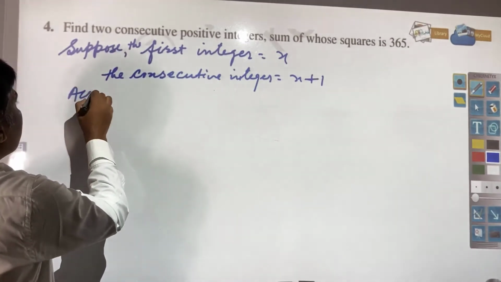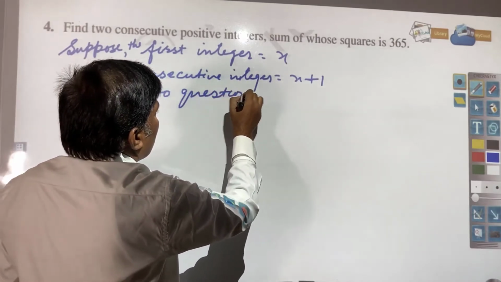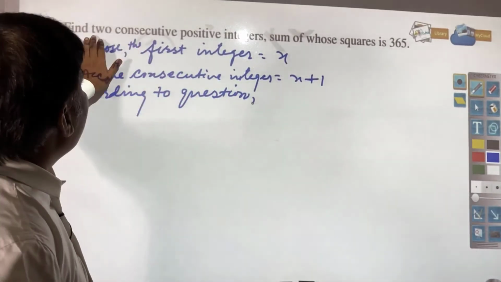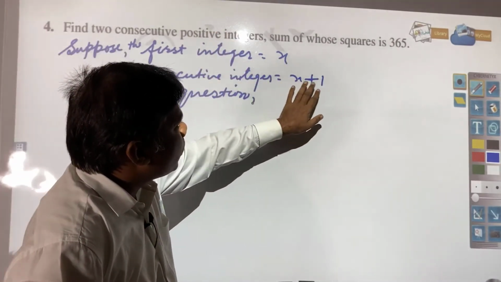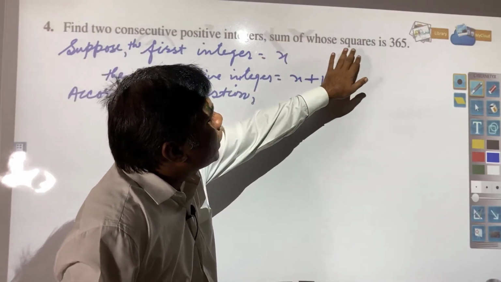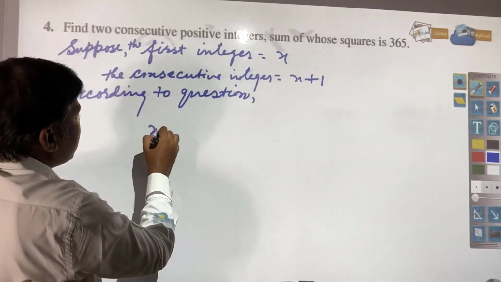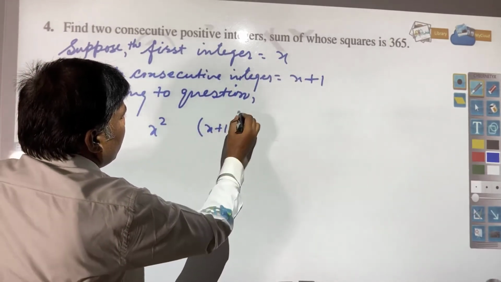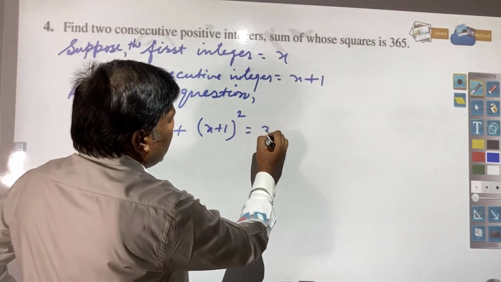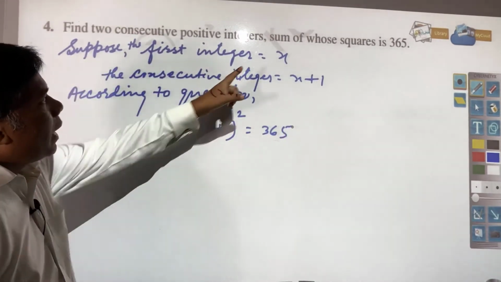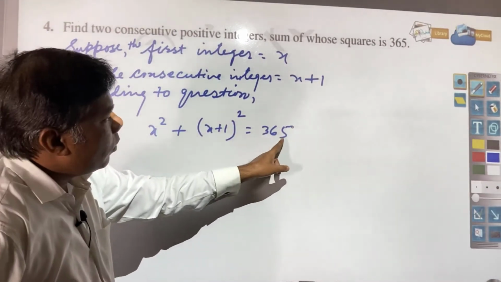According to the question, what we need to write? Find two consecutive positive integers. One integer you have x, the other consecutive integer is x plus 1. Sum of whose squares: just square these numbers, x square and x plus 1 whole square. Sum of these means you need to add them. What you have got? 365.